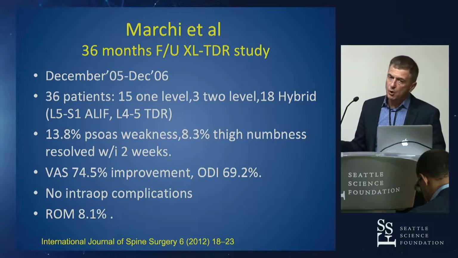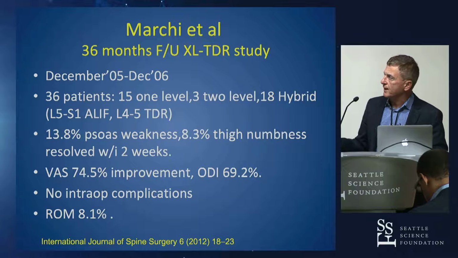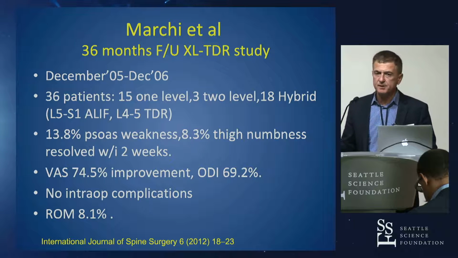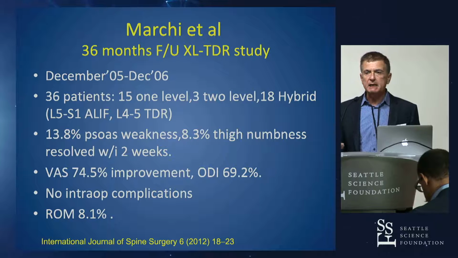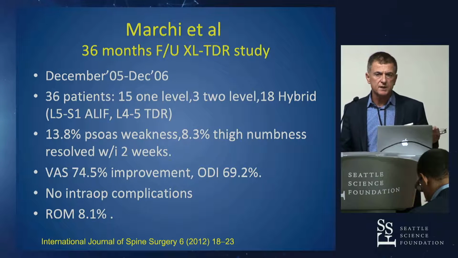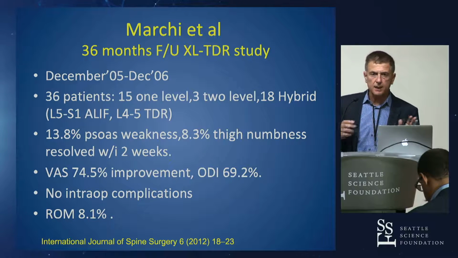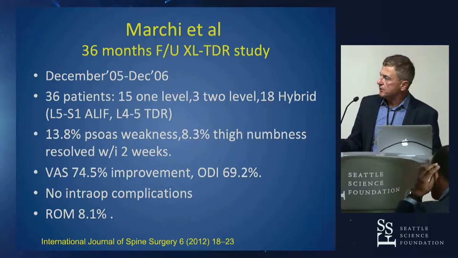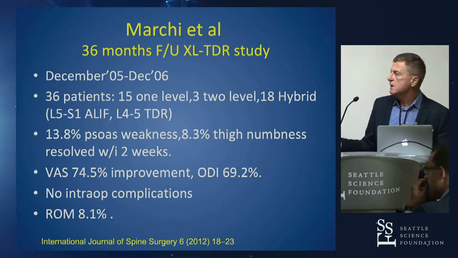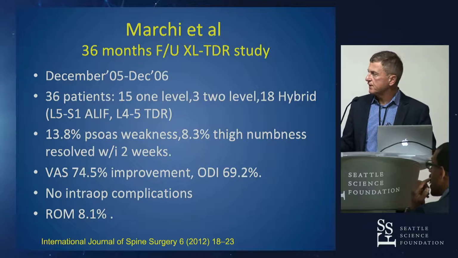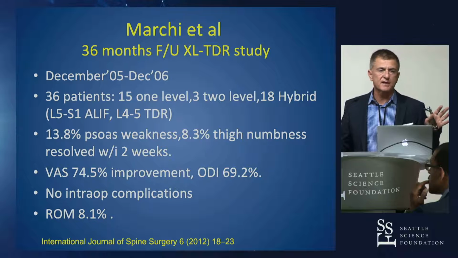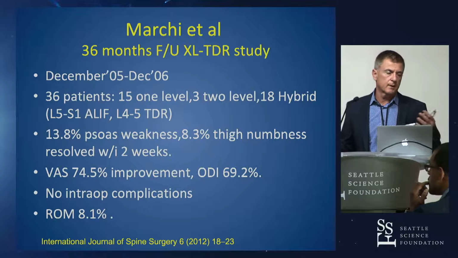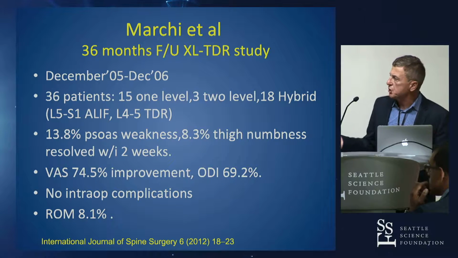Now, again, it's all comers. So you have 15 one-level, you have 3 two-level, you have 18 hybrids. So it's not a clean RCT level 1 study, obviously. This is like a single cohort, one surgeon experience. They found 14% psoas weakness, 8% thigh weakness that resolved within 2 weeks. And this is very similar to what you read in the XLIF literature. I mean, that's what it shows.